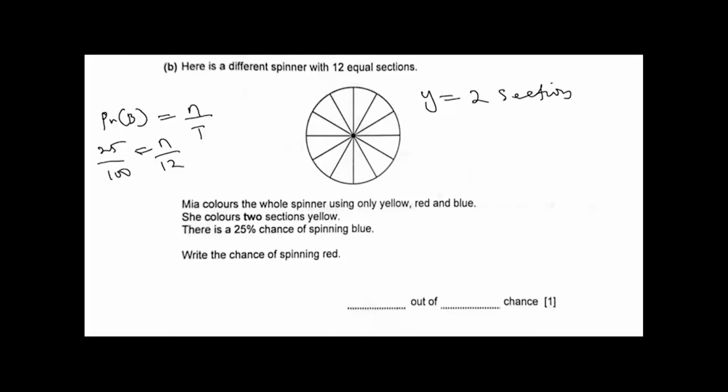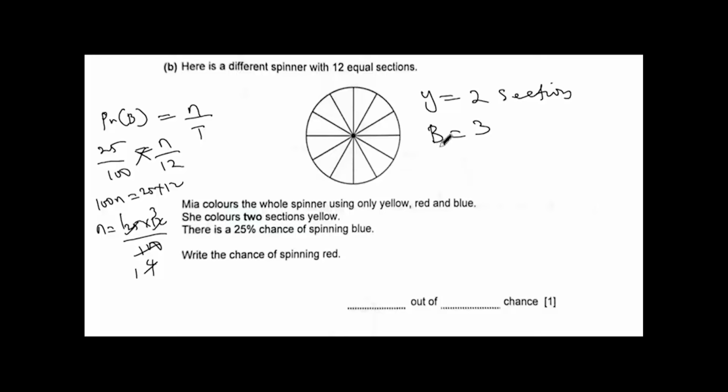is 12. Let's cross multiply. That will be 100 and equals to 25 times 12. So that means the number of blue will be 25 times 12 out of 100. 25 here once, 25 here 4, 4 here once, 4 here 3. That means the number of blue is equals to 3.